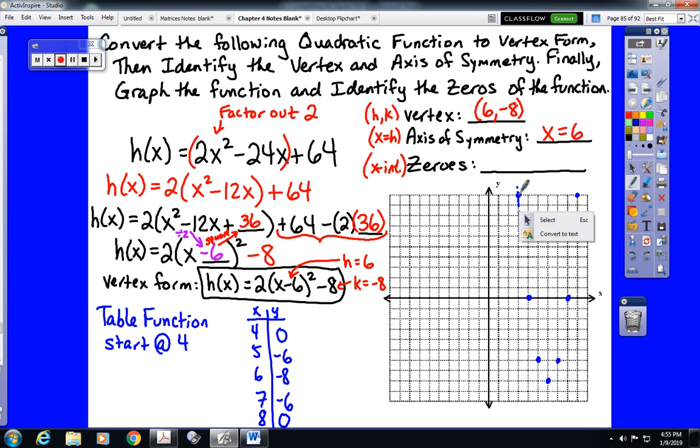Draw your curve. Pen is not behaving. There we go. Nope, lost it again. Come on, pen. There you go. Good job, little guy. And identify your x-intercepts, which are located at those 2 points. This one is x equals 4, and this one is x equals 8. So our x-intercepts would be 4 and 8.